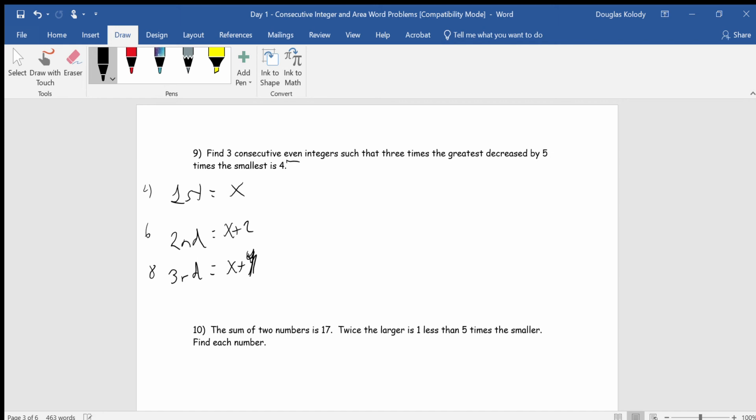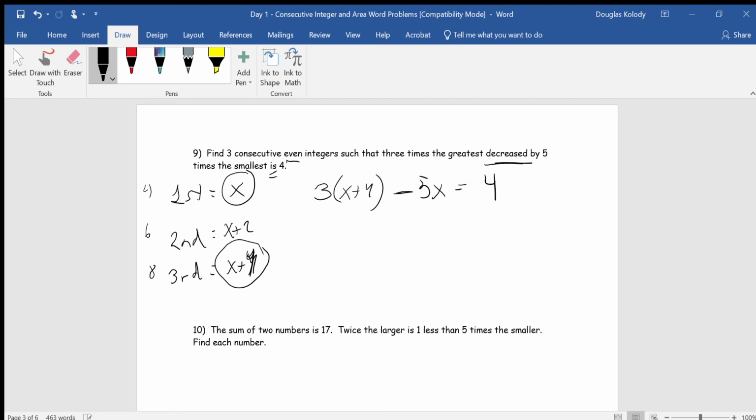All right, such that 3 times the greatest. All right, well, let's see. The greatest is x plus 4, so 3 times that would be 3 times x plus 4. Decreased by 5 times the smallest. So decreased by means minus. 5 times the smallest is x, so 5 times the smallest. And then is means equals 4.